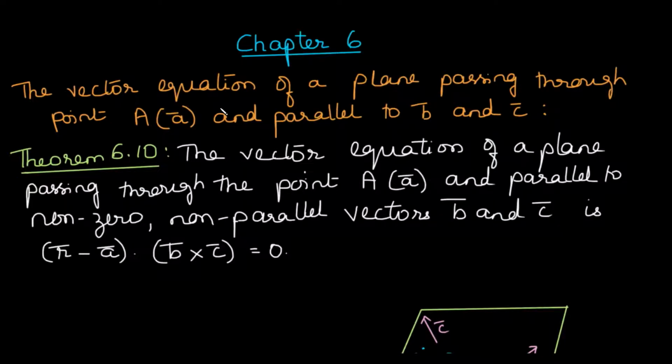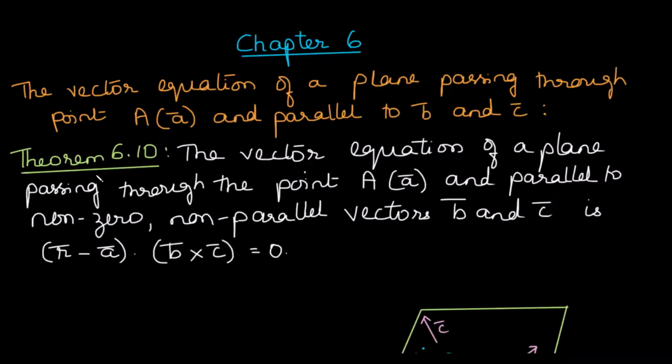Hello students, today in chapter 6, we are going to learn two theorems before doing the sums. The first one deals with the vector equation of a plane passing through a point A, having position vector A bar and parallel to two other vectors, B bar and C bar.